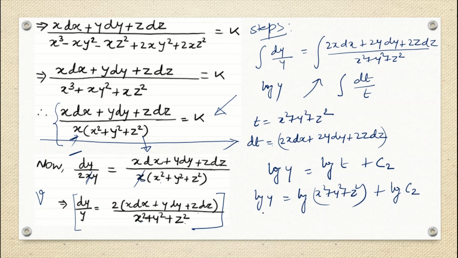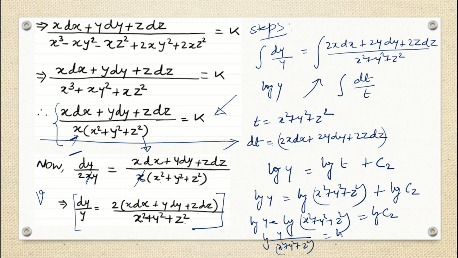So I'm writing: log y minus log of x square plus y square plus z square equals log c2. Log a minus log b is nothing but log a by b, so the left hand side is log of y by x square plus y square plus z square, and this equals log c2. Taking anti-log on both sides, c2 is y by x square plus y square plus z square, and this c2 I am writing as my v, the other solution. So v is y by x square plus y square plus z square.